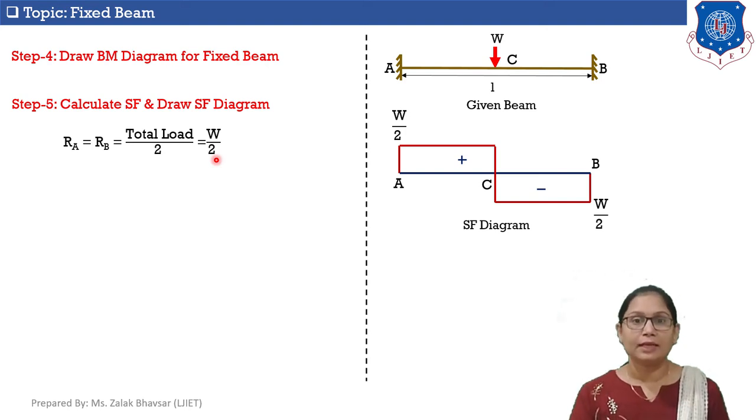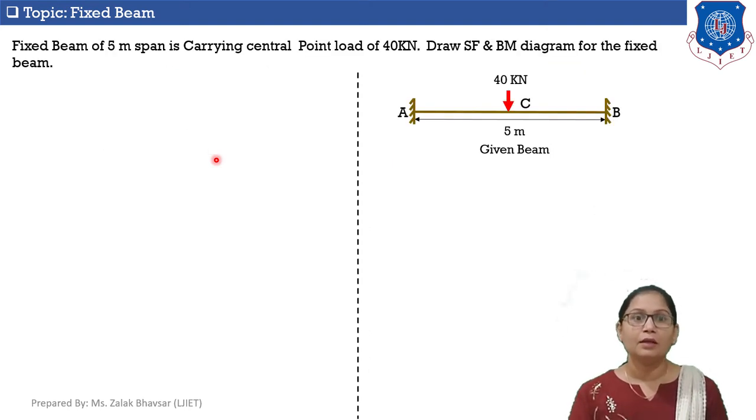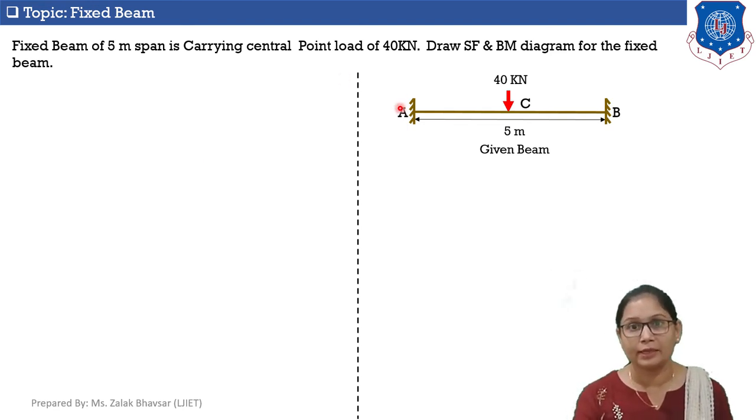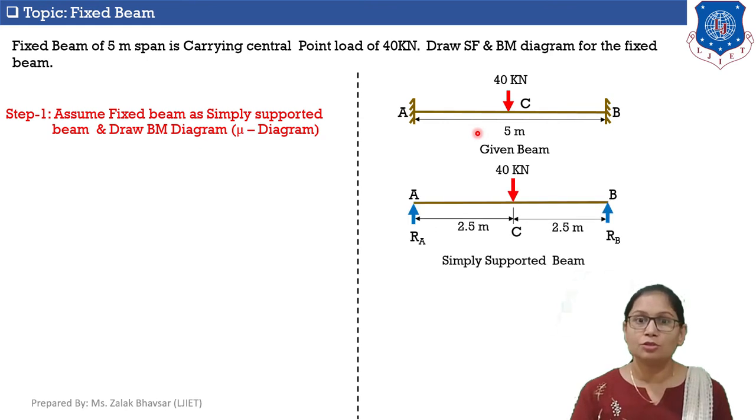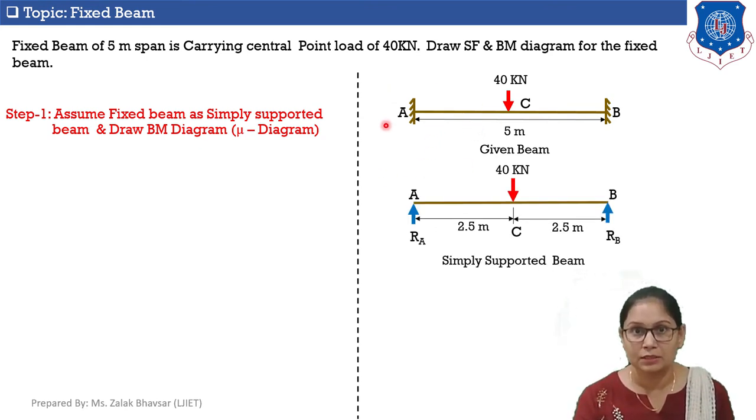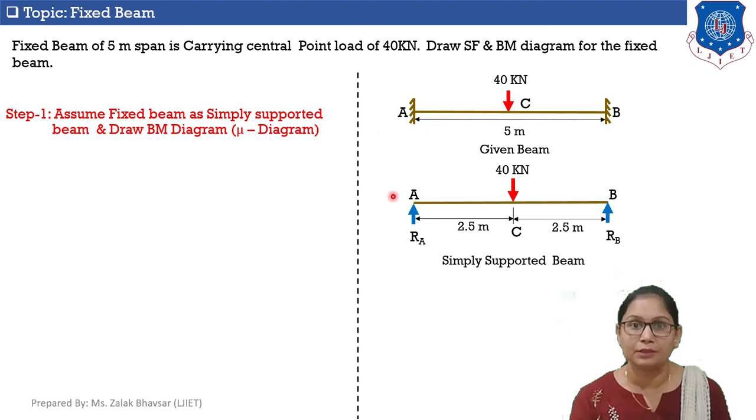Okay. Now let's calculate one numerical. Here one fixed beam is given. The total length of this beam is 5 meter and the beam carries a 140 kilonewton load at point C. Now we are required to draw the shear force and bending moment diagram for this fixed beam. So as we discussed, first of all we will start with step number 1. In step number 1 we assume that the given fixed beam is a simply supported beam. You can see that here I replace this fixed end at point A and B with the simple end.